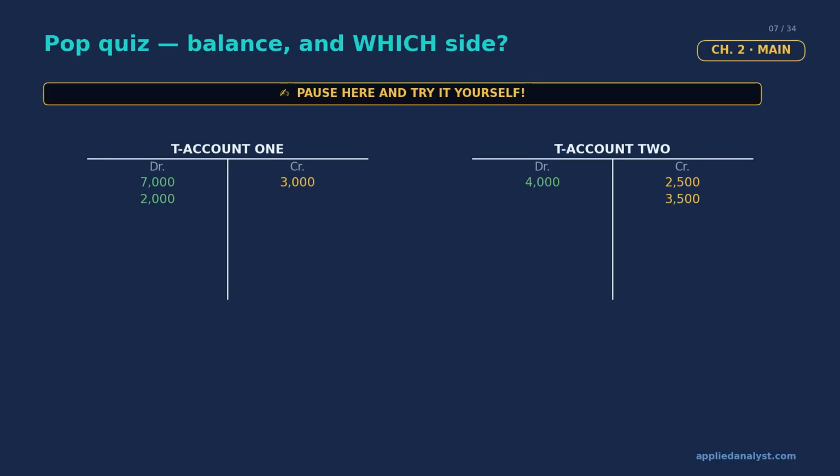Pop quiz, 30 seconds. Don't skip it. A T account shows $7,000 and $2,000 on the debit side, $3,000 on the credit side. Question 1. What's the balance and which side does it sit on? Question 2. A different account. Debits of $4,000, credits of $2,500 and $3,500. Balance and side. Pause here and try it yourself.